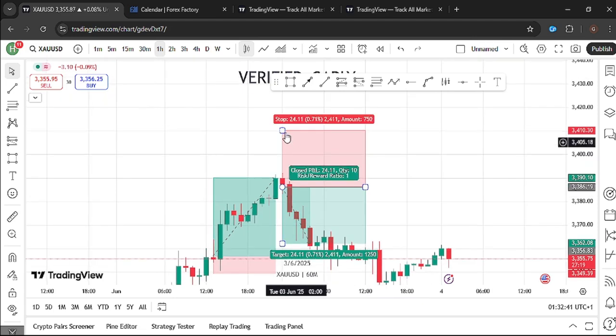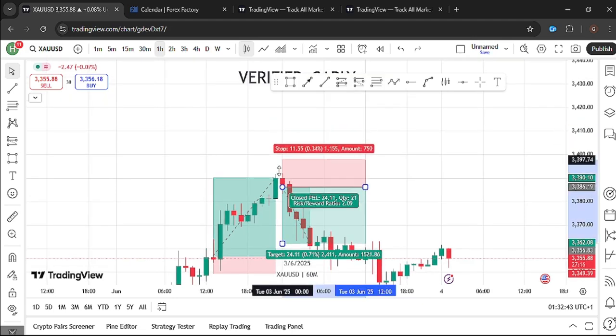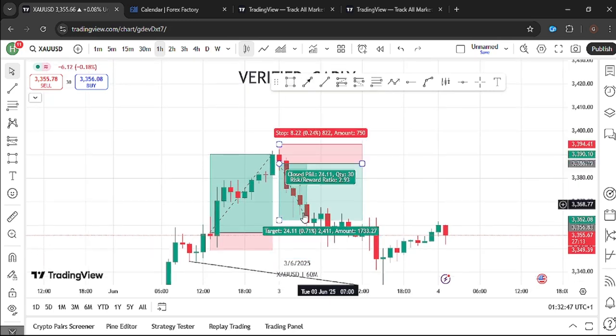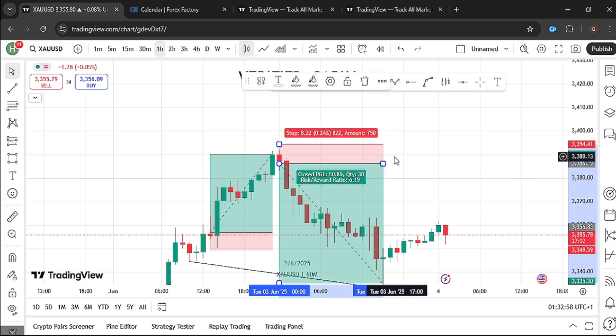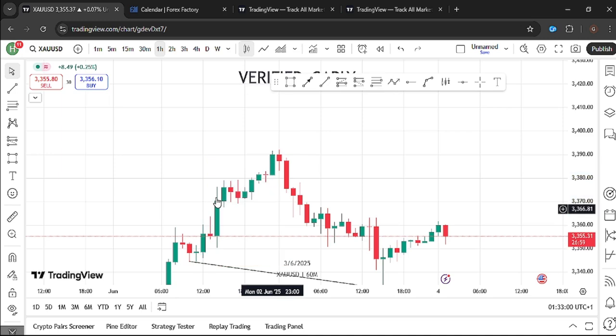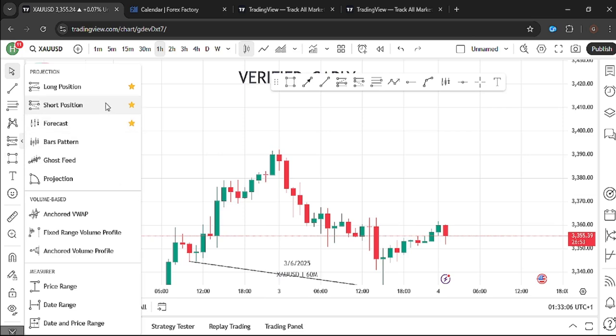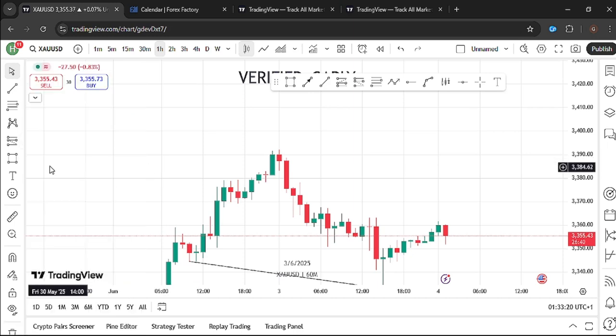So if you are going short, the up is your stop loss, then the down is your take profit, as you can see, right? This is the use of long and short. After that, there are other tools here, but the ones that I mostly use, I mark them as my favorites. Look at the star. You can do so and mark them as your favorites. You can just play around in the app and get to know some things on your own.